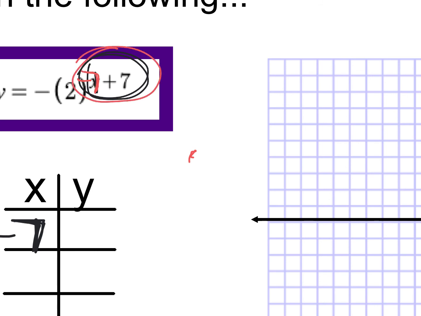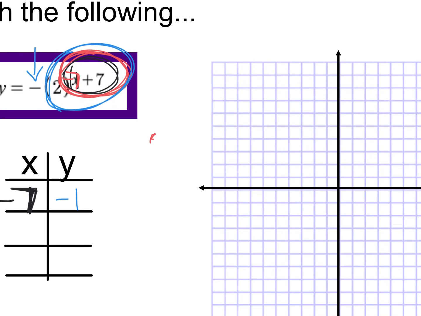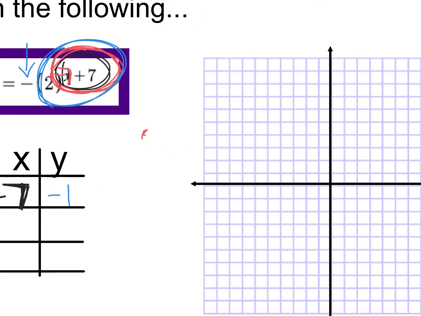So what does this turn into? Just the power? And then 2 to the 0 was... Your answer is -1. You're right. I'm just trying to walk people through why it's negative. Because first you did this, and it was 2 to the 0, and that was 1. And then you put the negative on it. -1. You are right. -7. -1.